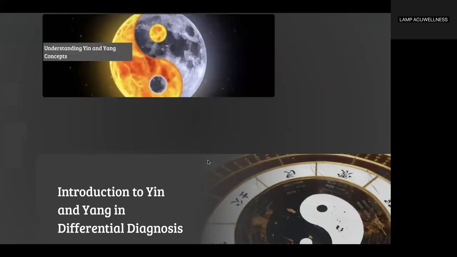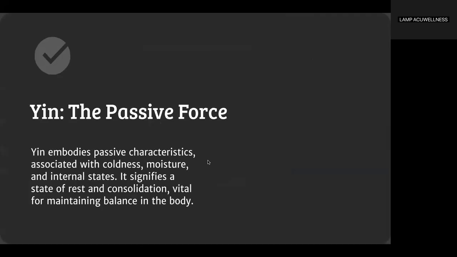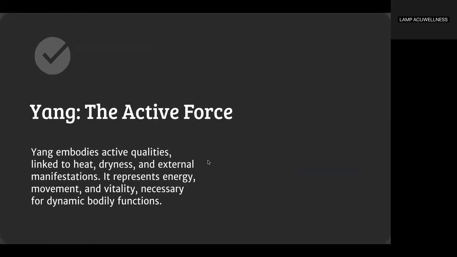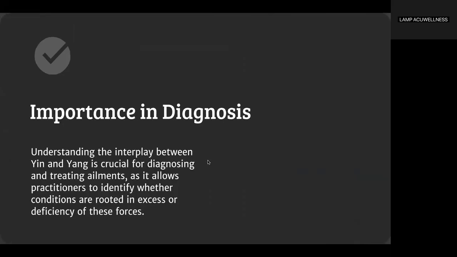tailoring treatments accordingly. Yin embodies passive characteristics associated with coldness, moisture, and internal states. It signifies a state of rest and consolidation, vital for maintaining balance in the body. Yang embodies active qualities linked to heat, dryness, and external manifestations. It represents energy, movement, and vitality necessary for dynamic bodily functions.